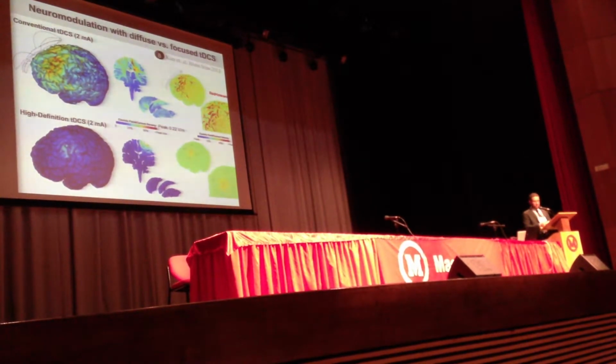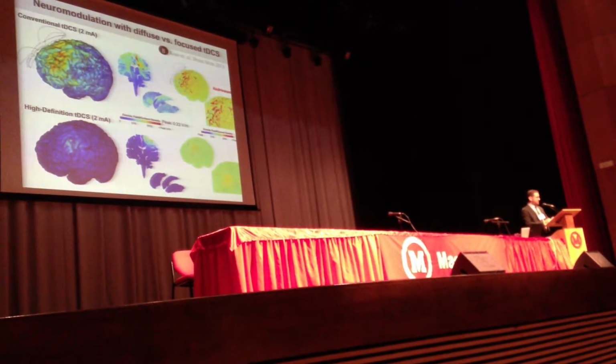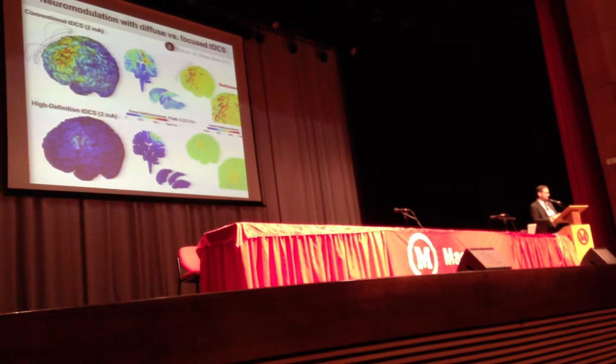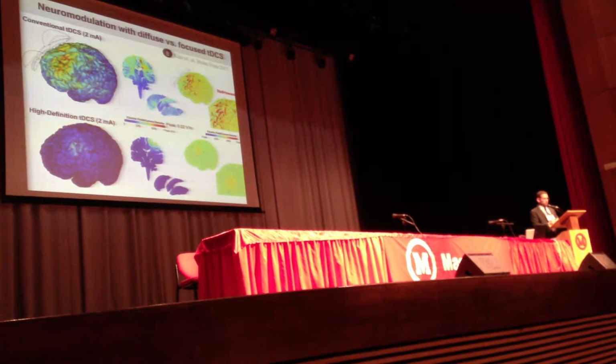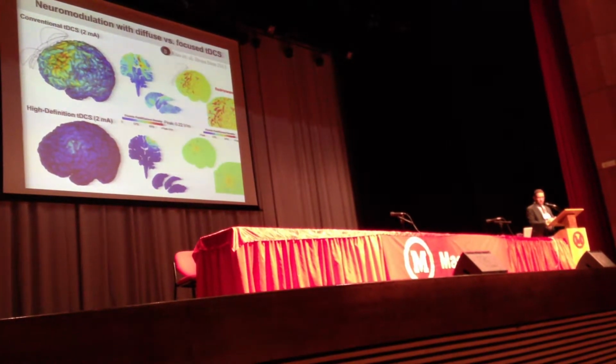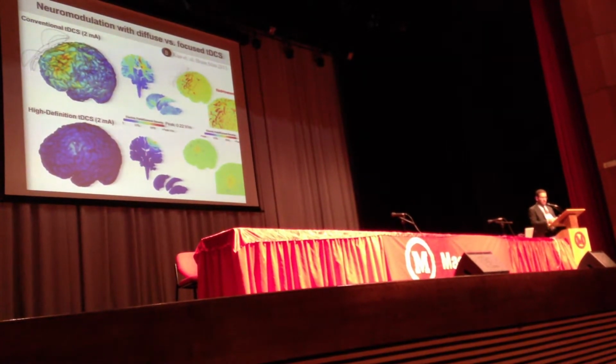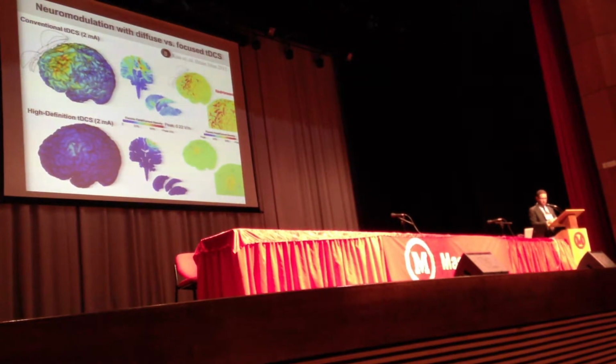We could take this analysis one step further, and instead of looking at just where the current is flowing, look at directionality. So in this case, red represents current flowing in, and green would represent a region without current flow, and blue represents current flowing out.